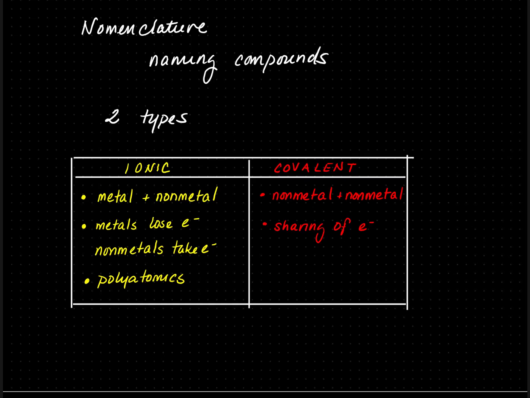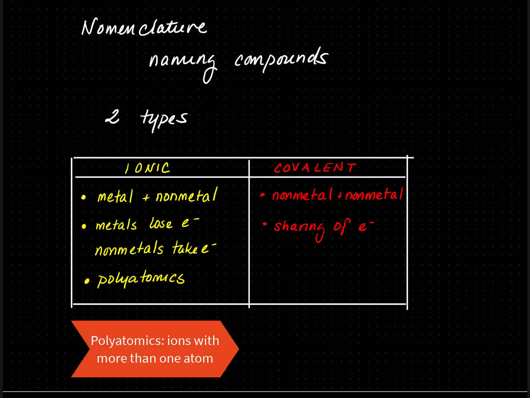Nomenclature is naming compounds. In general, you could categorize it into two types. Ionic compounds are made from a metal plus a nonmetal. The metal loses electrons, which the nonmetal will accept or take. Ionic compounds may also consist of polyatomics. Covalent compounds are between nonmetal and nonmetal, and they are sharing electrons.